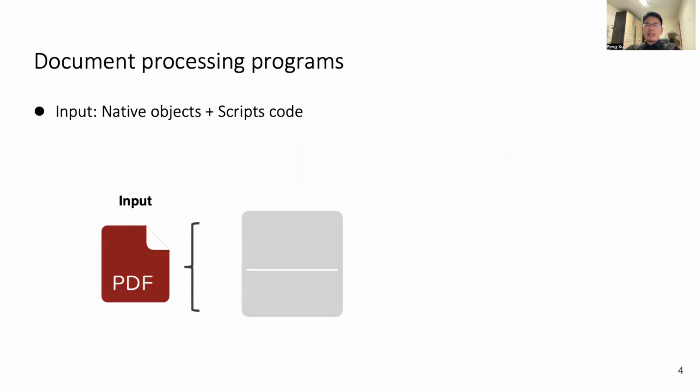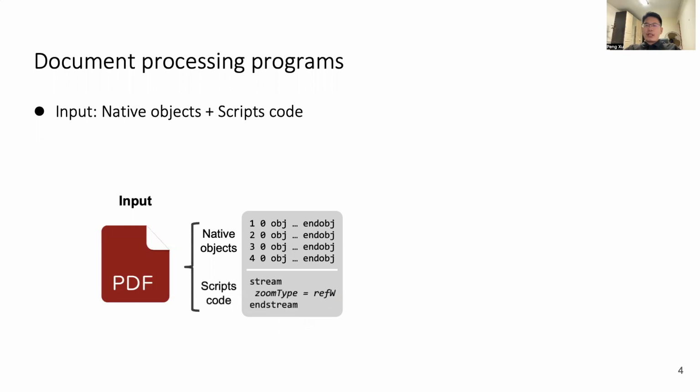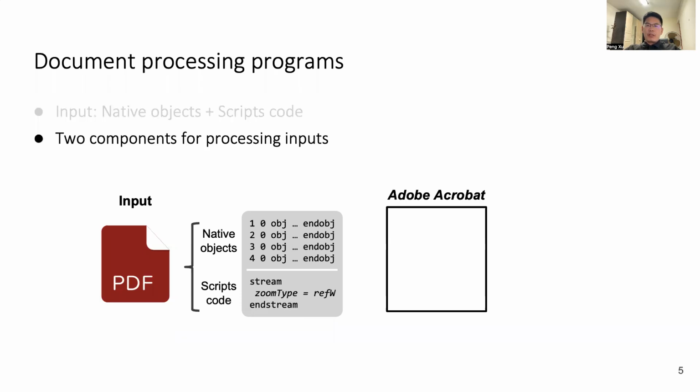First of all, let's look into the internals of document processing programs. The input contains two parts. Native objects represent figures, text, and annotations. Script code contains scripting languages, like the JavaScript code here. The program also has two components to process inputs. They have native code to handle native objects and use the language interpreter to execute script code.